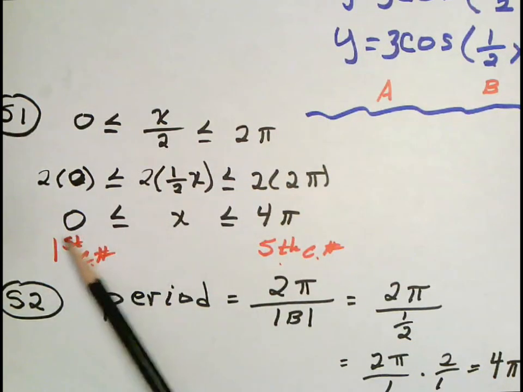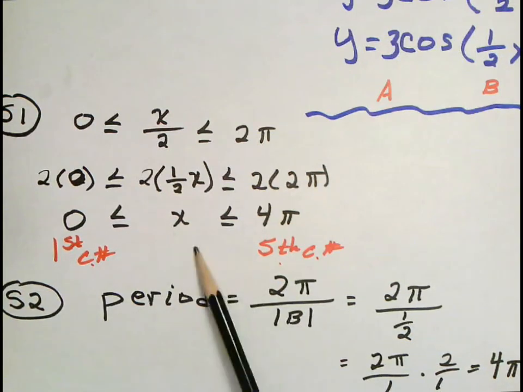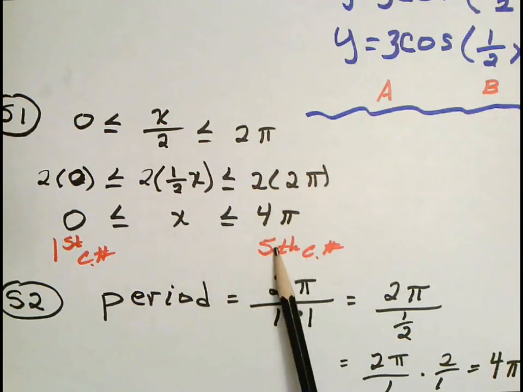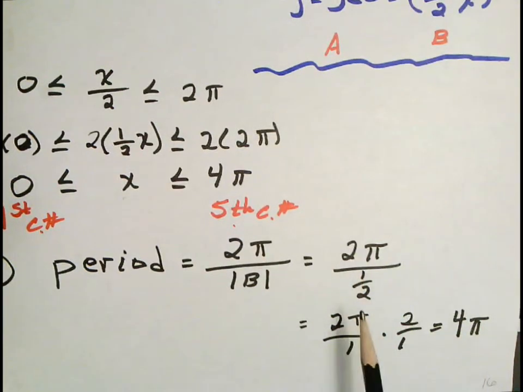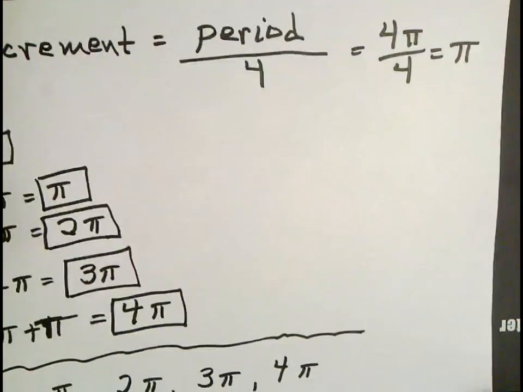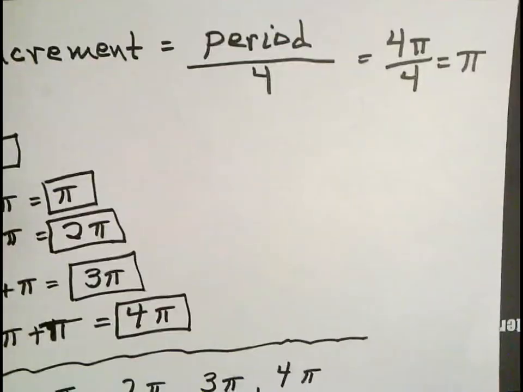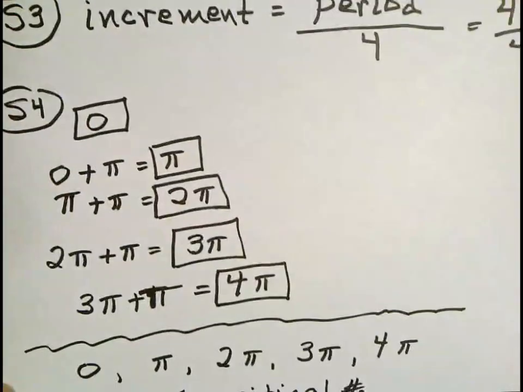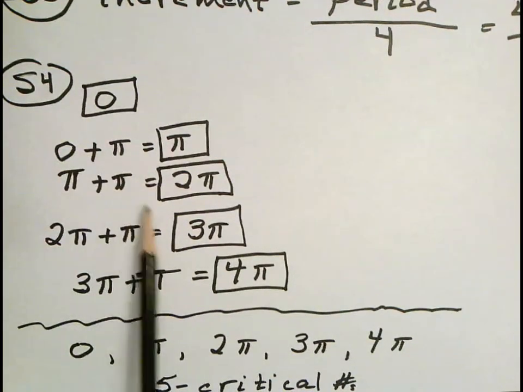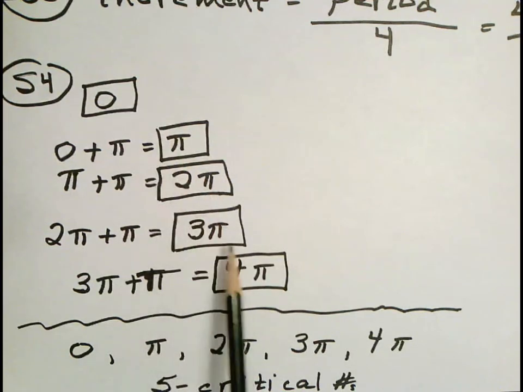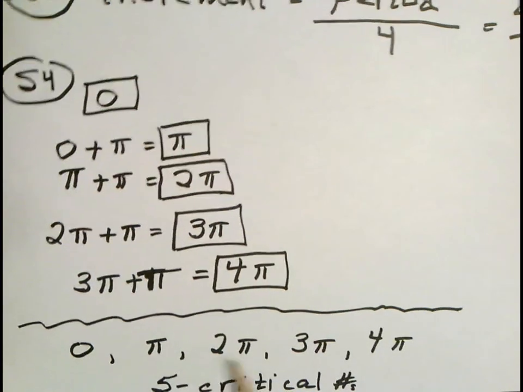When we do that, we have 0 is less than or equal to x, which is less than or equal to 4 pi. First critical number, fifth critical number. Then we're going to apply our period formula, 2 pi divided by the b. Dividing by 1/2 is the same thing as multiplying by its reciprocal. So we have 4 pi for the period. And then we're going to find our increment, which is going to be the period divided by 4, which is pi. We start off with our first critical number that we got from our inequality. Then we add our increment. And you see pi, 2 pi, 3 pi, 4 pi. And these are our 5 critical numbers.